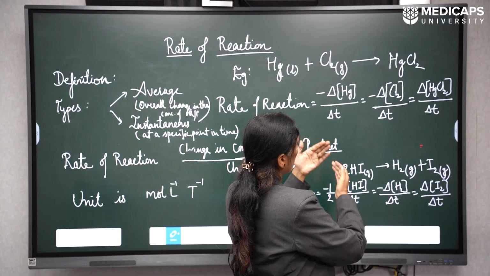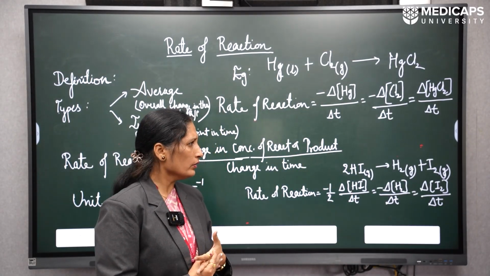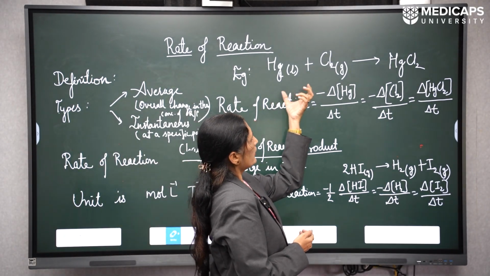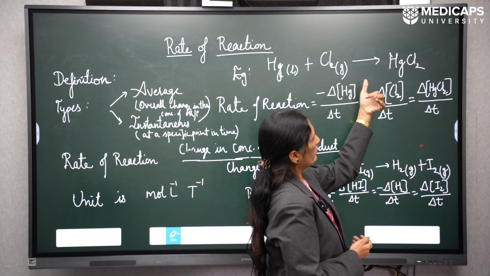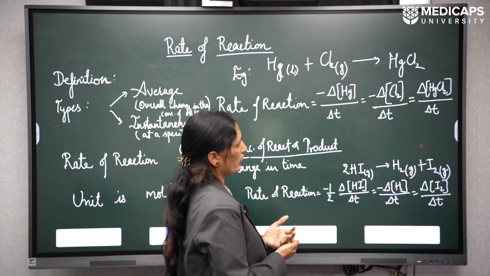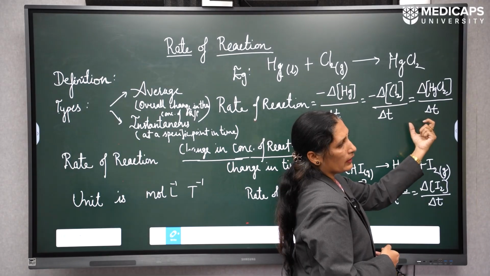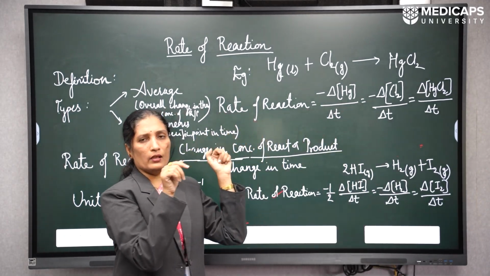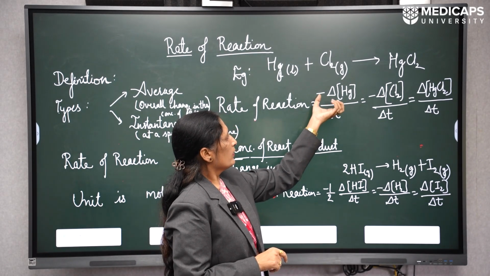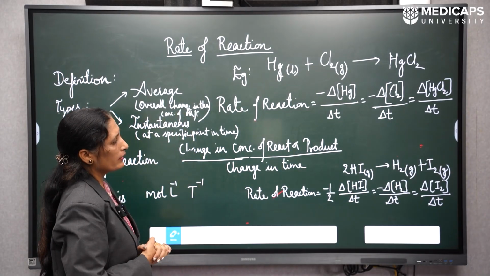Why the minus sign here? Because of the change in the concentration of the reactants. Now these two reactants are reacting and giving the product, HgCl2. HgCl2 is the product here. So we can write delta HgCl2 divided by delta t. The square brackets here represent the concentration of the reactant as well as the concentration of the product. So again we can consider the second example.